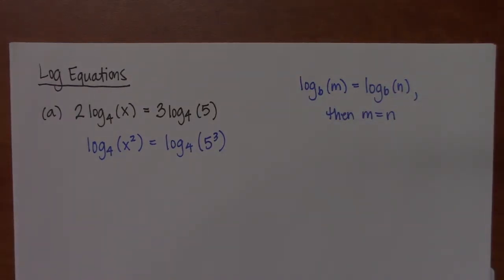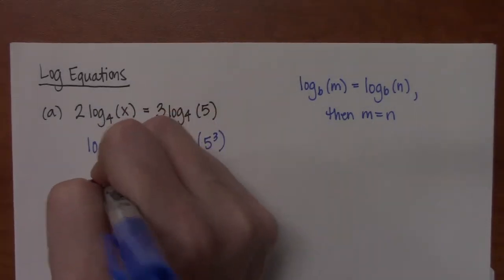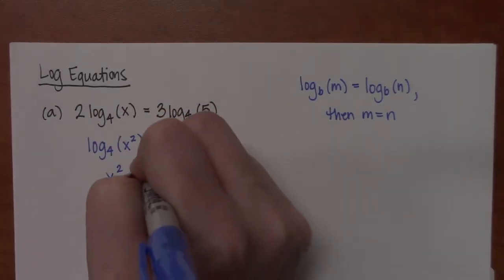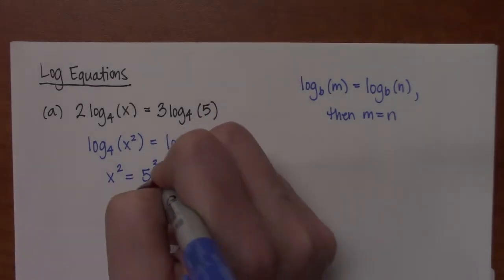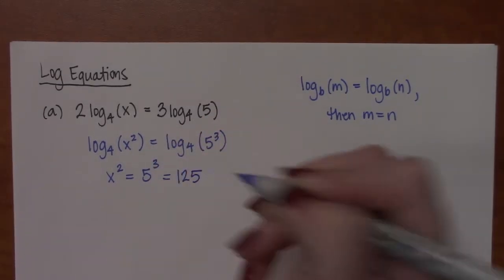So now I have log base 4 of some stuff equals log base 4 of some different stuff. So now I can just pull the insides out and set them equal to each other. So now I can say, well, that means that x squared has to equal 5 cubed. And so 5 times 5 is 25, and if you multiply by 5 again, you'll get 125. So this is just 125.